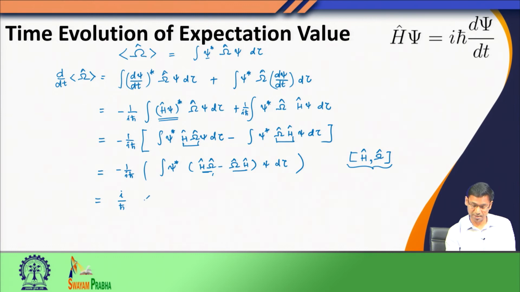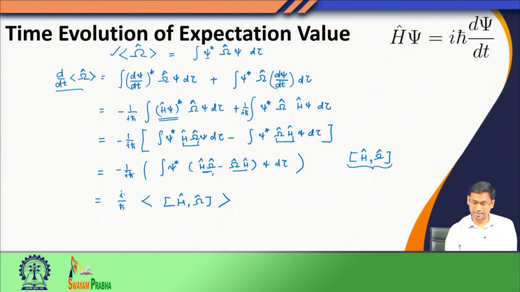This term simply indicates the expectation value of an operator, and what is this operator? It is the commutator of the Hamiltonian and omega, where omega is an arbitrary operator whose time evolution of its expectation value I am interested in. So the time evolution of the expectation value of an operator is given by this term on the right hand side: first find the commutator between the Hamiltonian and the particular operator you are interested in, then find its expectation value and multiply it by i over h bar.